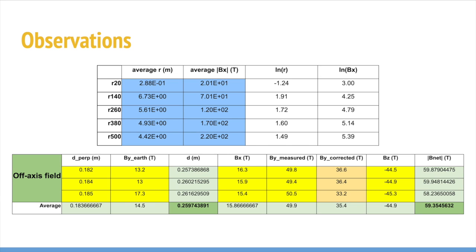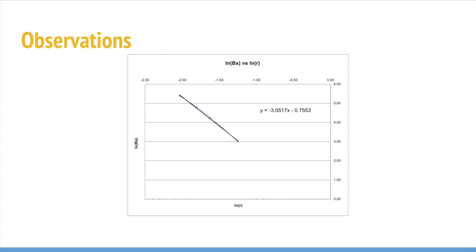As you can see, for the off-axis measurements, D was 0.2597 meters, and the net magnetic field was 59.35 × 10^-6 T. In this graph, ln of Bx versus ln of r, we found the line of best fit, and y was equal to -3.05x - 0.7553. This equation will be used in the calculations.